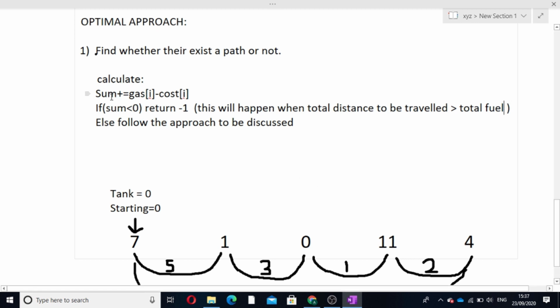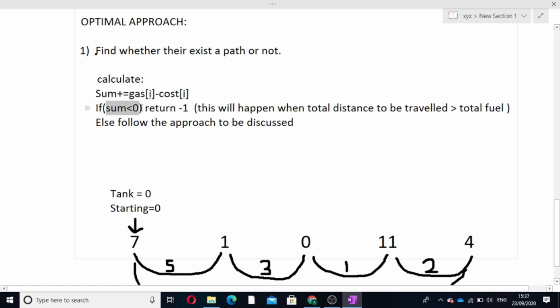We will iterate through our array and calculate sum += gas[i] - cost[i] for all the gas stations. If at the end of the loop the sum is less than 0, then we will return -1. That means the path does not exist. And if the sum is not less than 0, that means definitely there is a path which will exist.